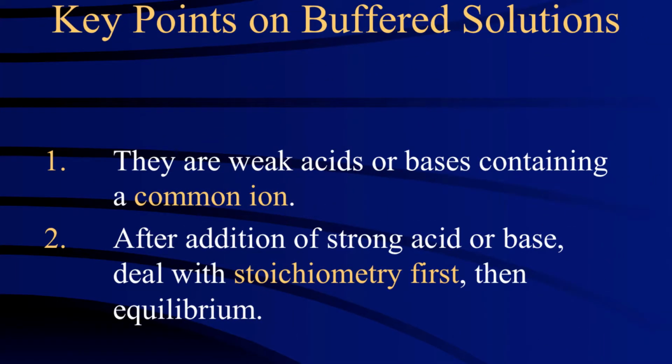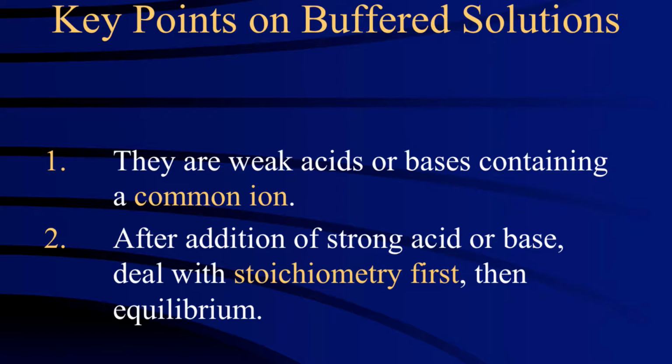We want to talk about buffers today. Buffers are just an extension of a weak acid or a weak base. We've always started with just a weak acid or just a weak base. But what happens when you start with some weak acid, say acetic acid, but you also start with some of its conjugate? You also start with the conjugate base or the conjugate acid. So acetic acid and acetate. What happens when you start with both?